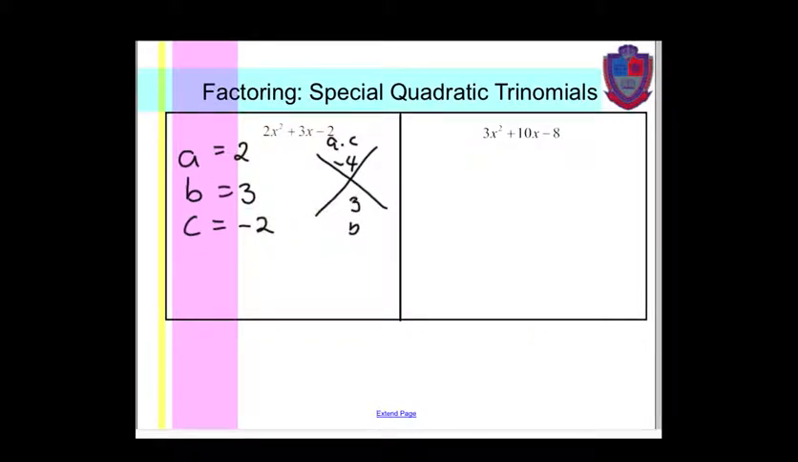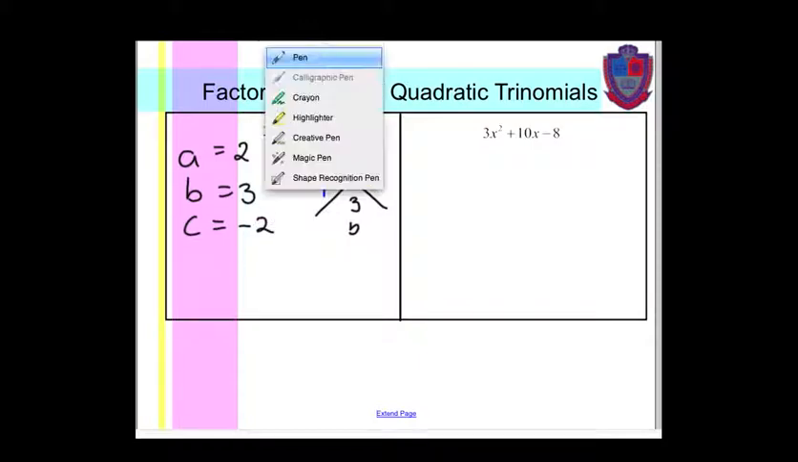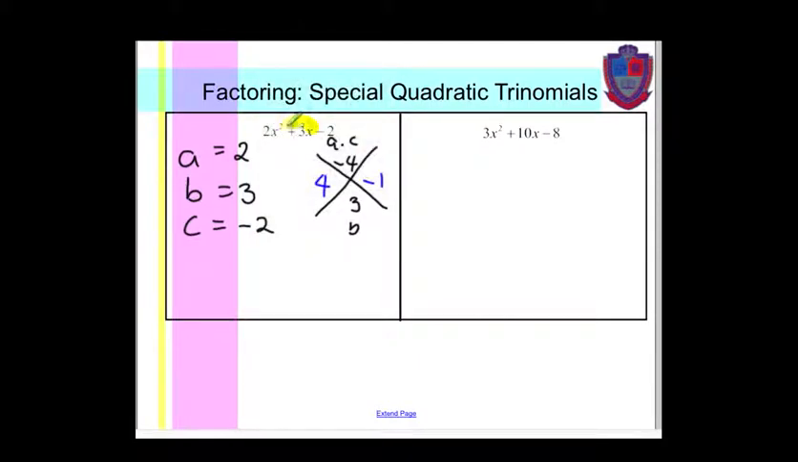So again, think of two numbers. When you multiply them, you get -4, and when you add them, you get +3. Excellent. 4 and -1. So now the difference here is with these special quadratics, I'm going to be replacing the b term with what I just found out. So we will have something that looks like 2x squared plus 4x minus 1x minus 2.